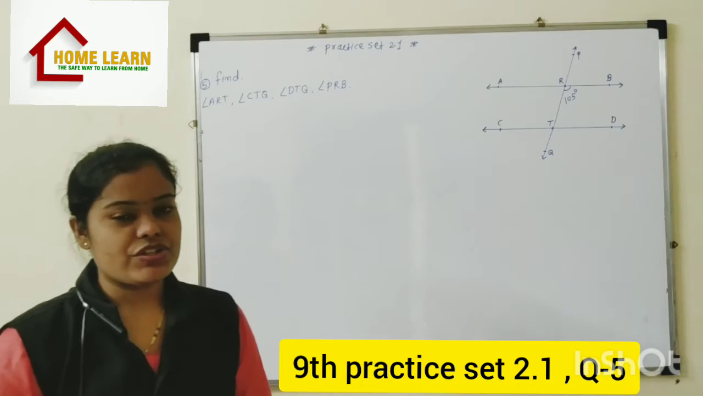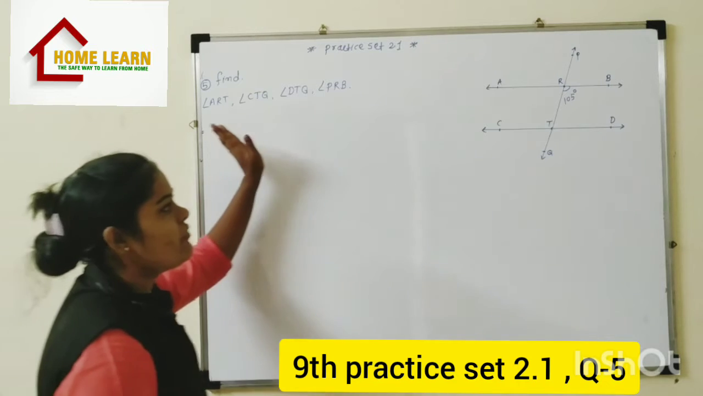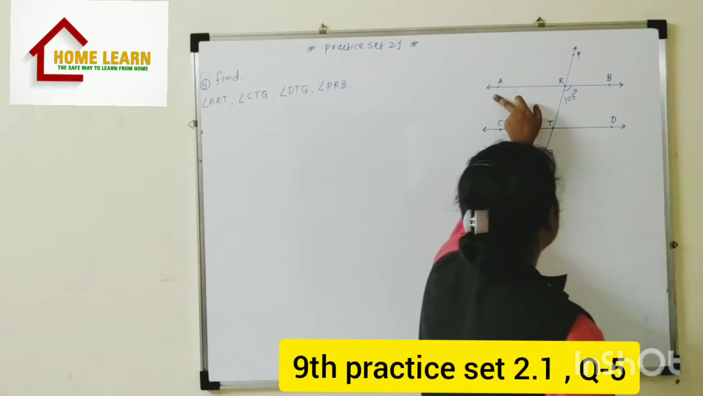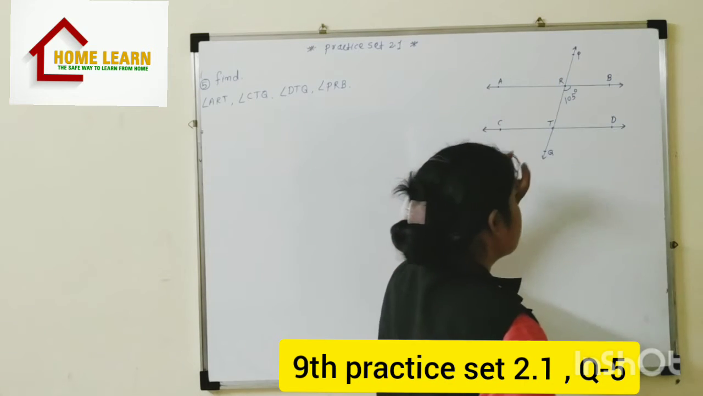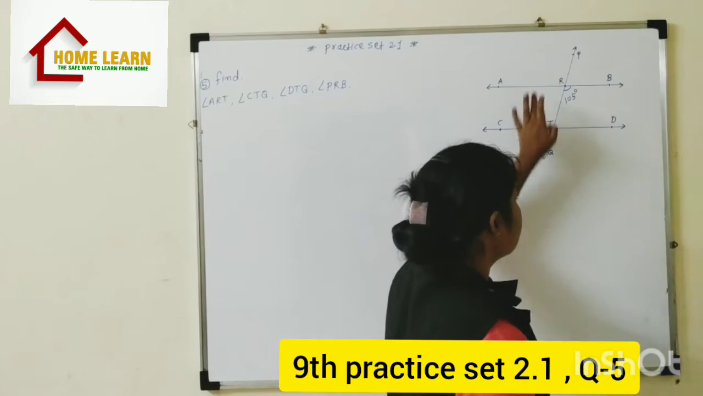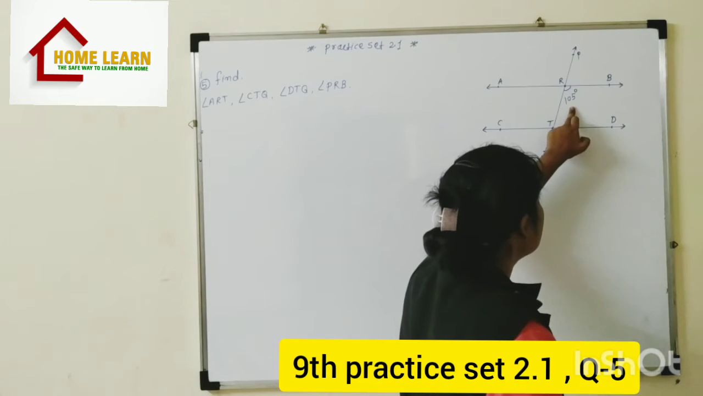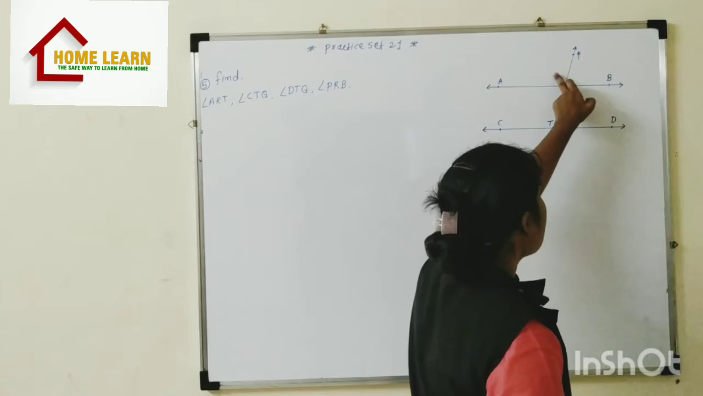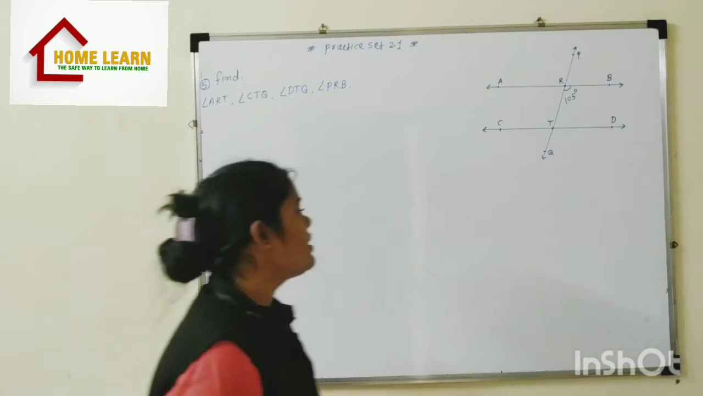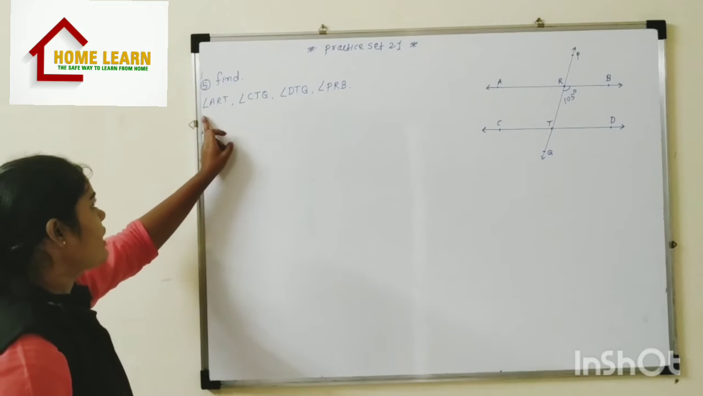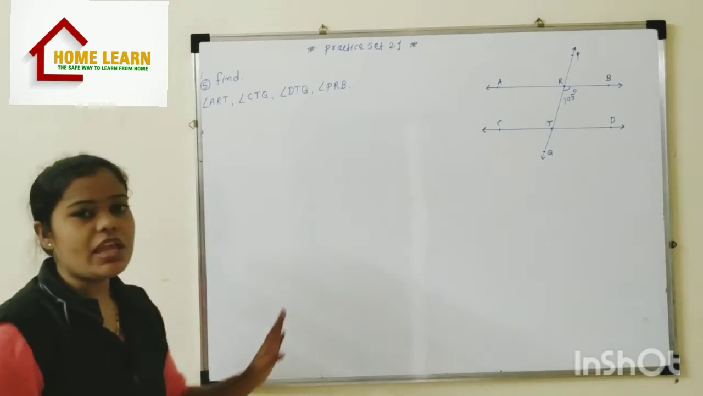Let's start the last question, question number 5 of practice set 2.1. The question is that in the given figure, line AB is parallel to line CD and PT is their transversal line, or you can say PQ is their transversal line. They have given that the measure of angle BRT is 105 degrees, and we have to find these angles: angle ART, angle CTQ, angle DTQ and angle PRB.